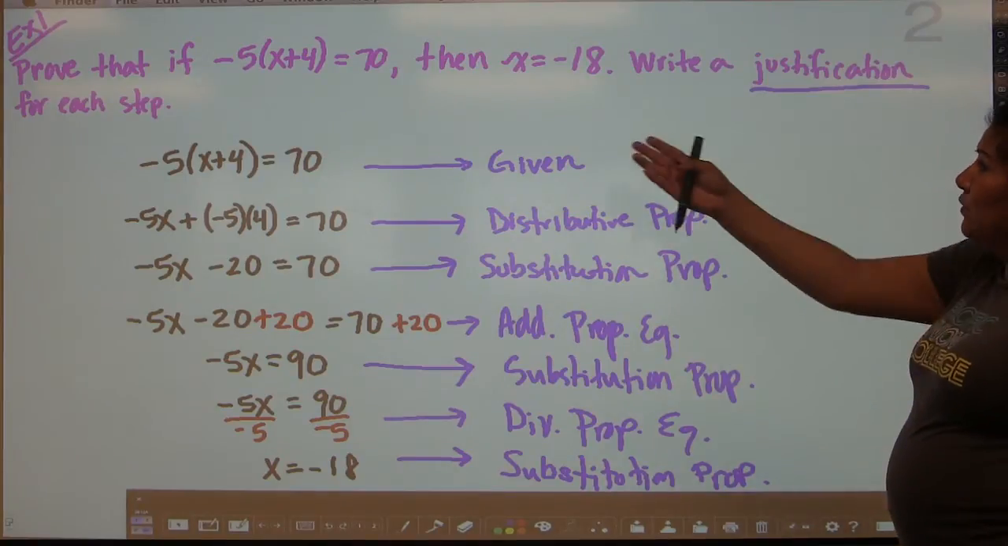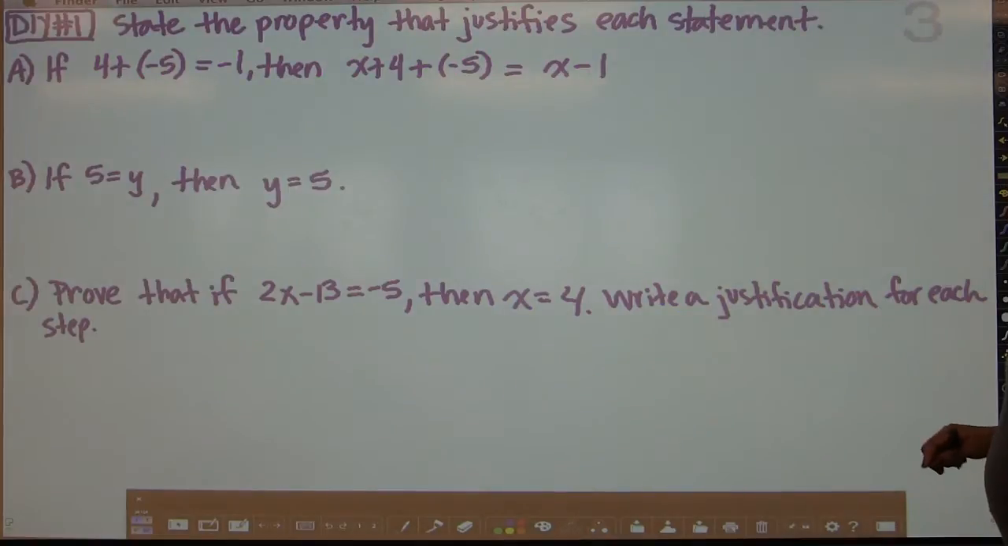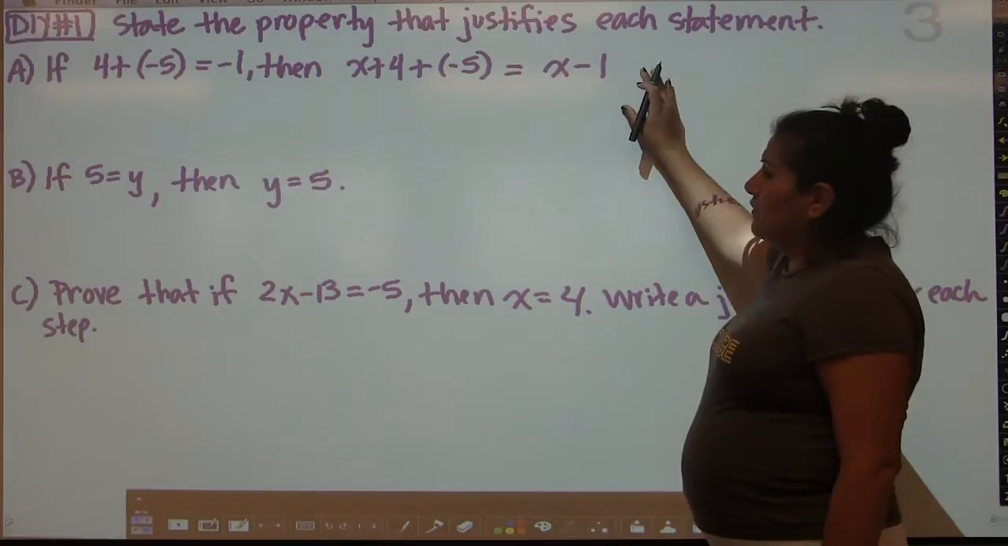In an informal kind of a way, this is basically a 2-column algebraic proof, but they just didn't call it that. We did prove it, we justified each step, and so now we're going to ask you to do that in part C. In part A, it's just giving you one statement.